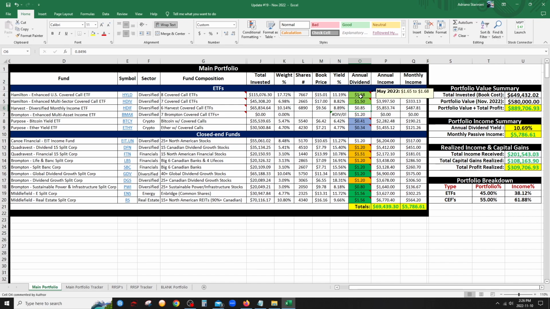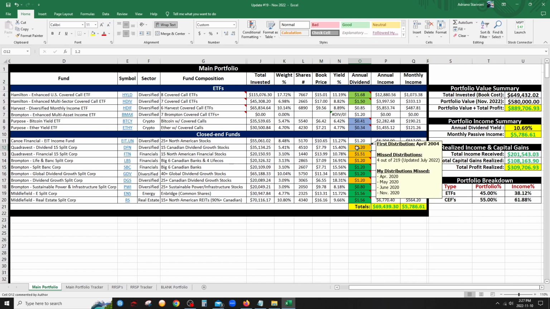So if it's green here, you'll see that basically I'm saying that the dividend did increase. If it's white, nothing happened, or it's kind of set in stone. Again, the crypto ones, their average is based on the last 3 distributions. For the split funds, I do a lot more tracking, okay, for all the split funds here.